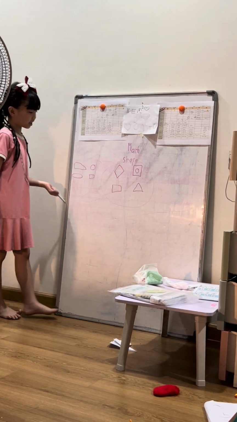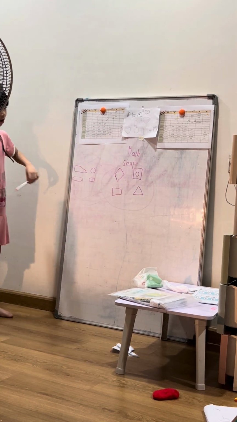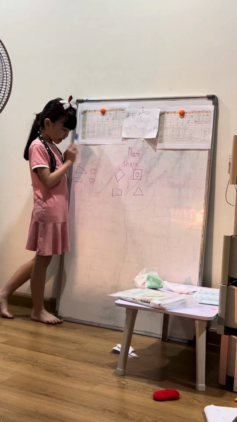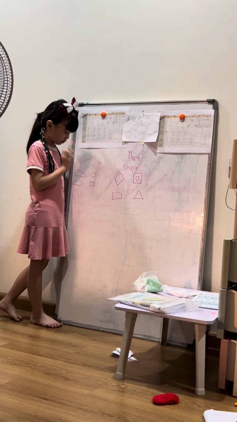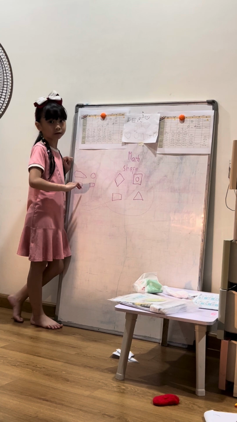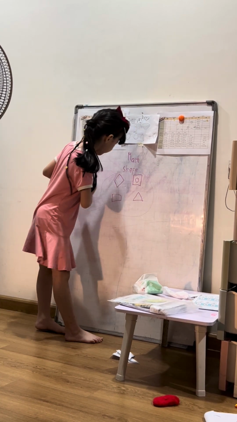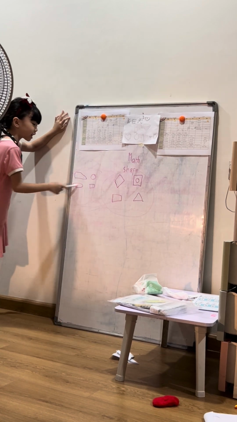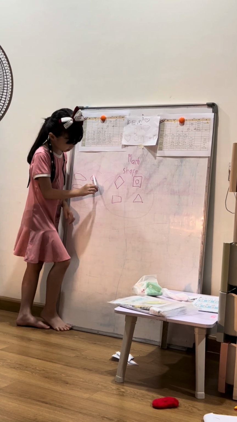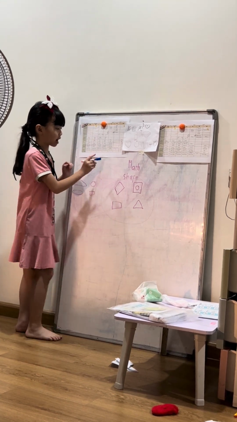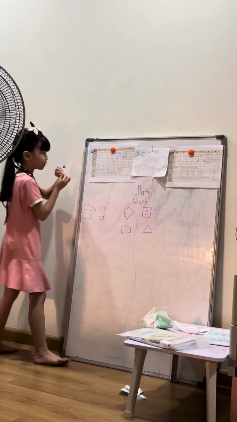Next, the next problem. Here I have four shapes, but I need to find a circle. I know that the circle is round, but two of these are round. What can be the circle? Can you help me with this problem? What can be a circle? This will be a circle because this circle is very round, like this.